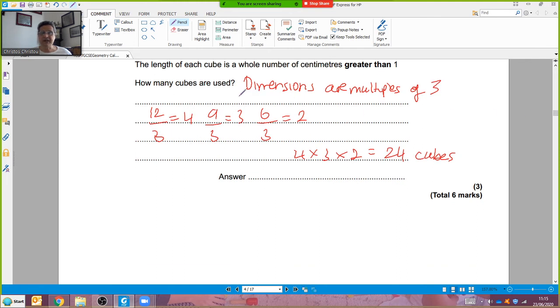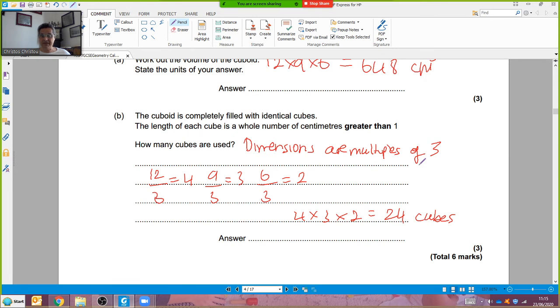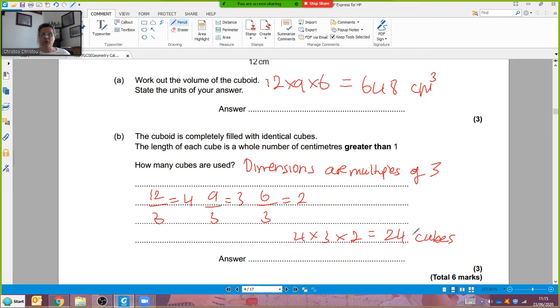All right, so these are 3 centimeter cubes in all 3 dimensions. So it's 4 by 3 by 2. 4 times 3 times 2 is 24. I need 24 of these cubes to completely fill up that space inside. And these are 24 lots of the 3 by 3 by 3. They're not 1 by 1 by 1s, these little tiny ones. No, these are 3 by 3 by 3. So they are 3, 3, 3.